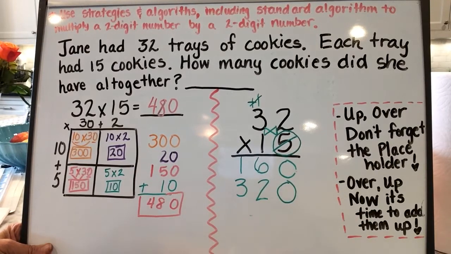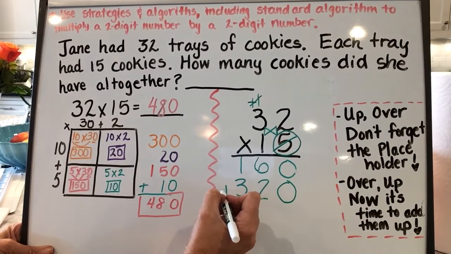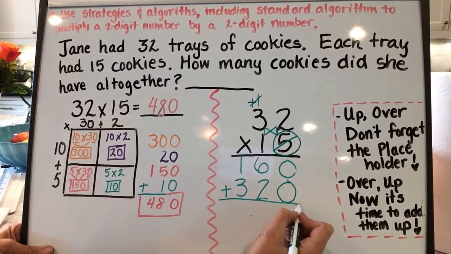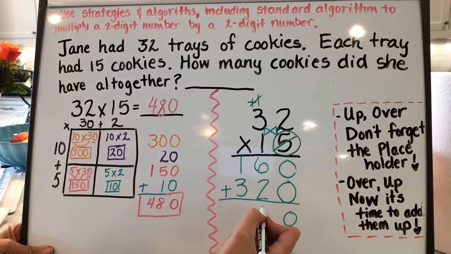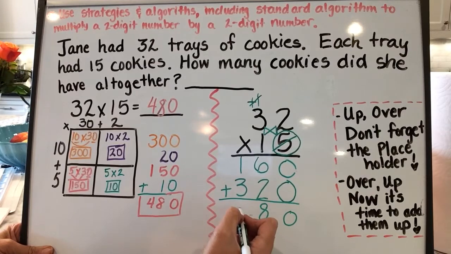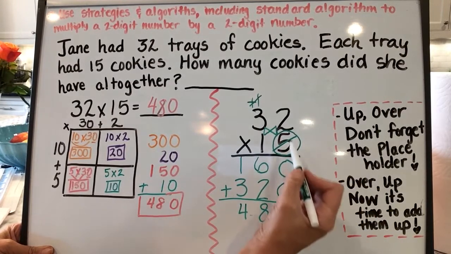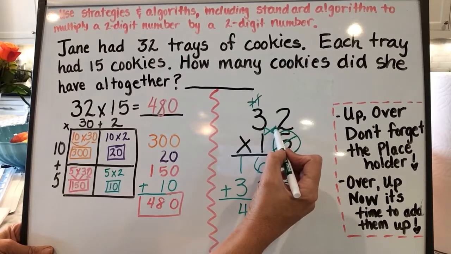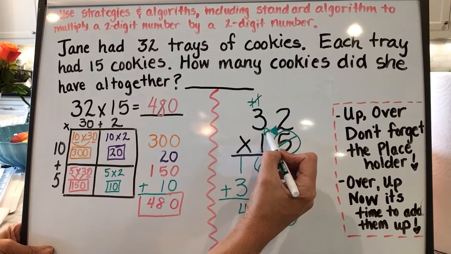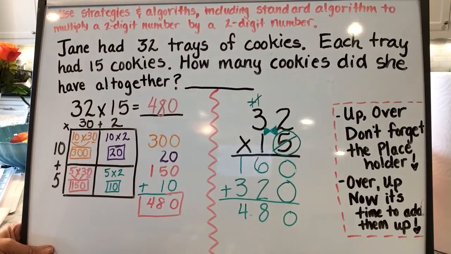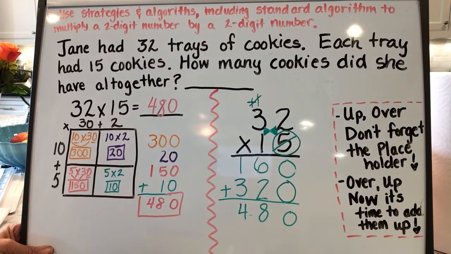Now it's time to add them up. So I've got 0, 6 plus 2 is 8, 3 plus 1 is 4. So you'll notice I got the same answer, and here's what's really cool about this: if you do it correctly, you will have a little bow tie right in the middle. And that is how you use the strategy of the box method and the standard algorithm to multiply a 2-digit number by a 2-digit number.